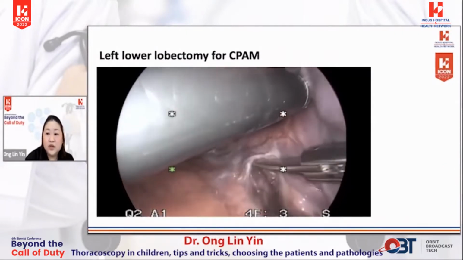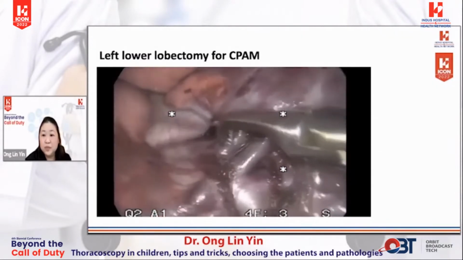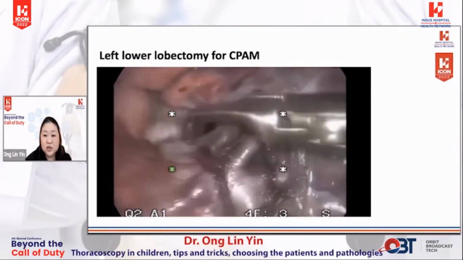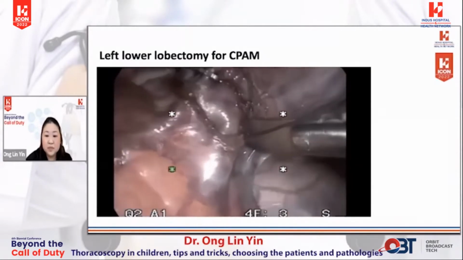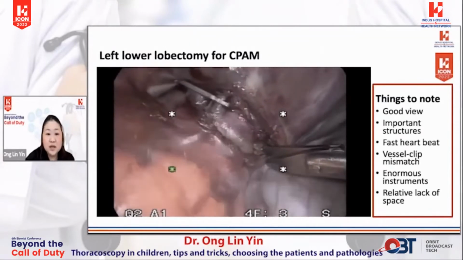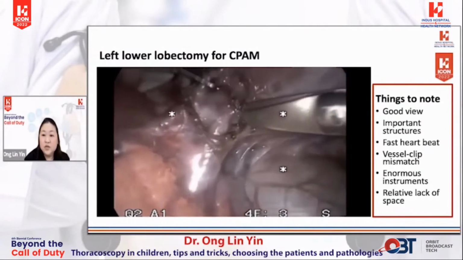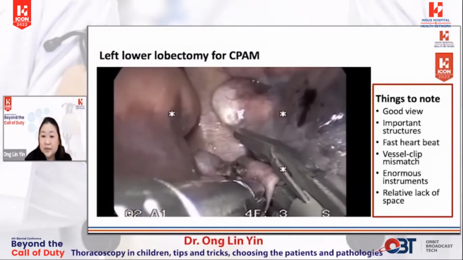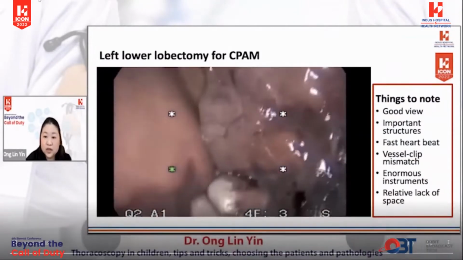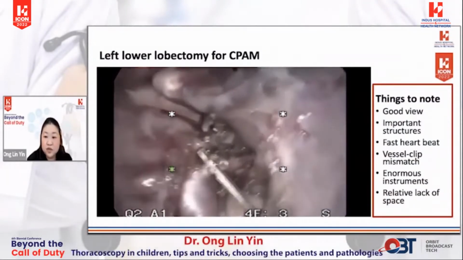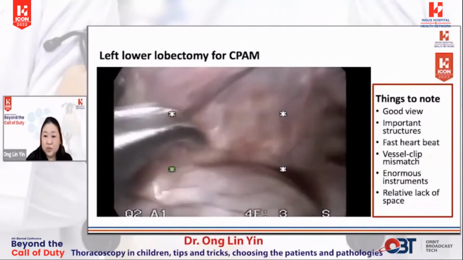So this is a video of a thoracoscopic left lower lobectomy, similar to that first case that you saw just now. There are a lot of important structures within the thorax, and a knowledge of anatomy is very important. Some things to note: there is a very good view. The unsteadiness that you see is not due to poor camera holding skills, but it's actually due to the rapid beating of the child's heart, and we are unable to avoid having that problem.